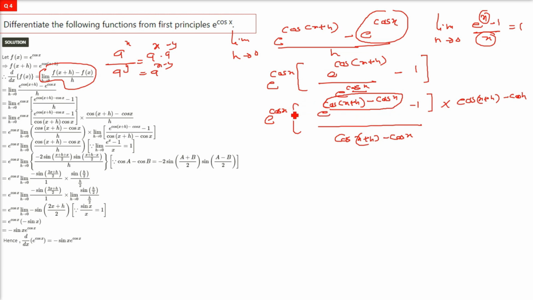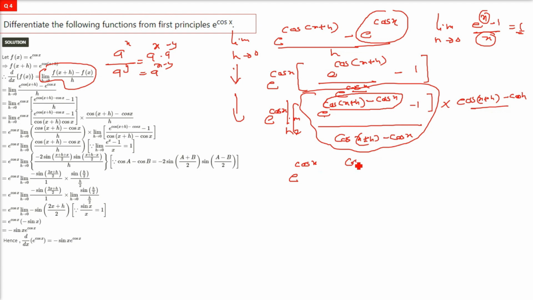Why did I do it? Because we know the formula. When you apply this limit h tends to 0, then what do you get? This is a proper formula for that, so you can apply it here. So when you just apply this, e to the power cos x will remain. This becomes 1, and now you have cos(x+h) minus cos x. Divided by h is already there, limit h tends to 0 is already there, and this is by default. You have to keep that in mind.